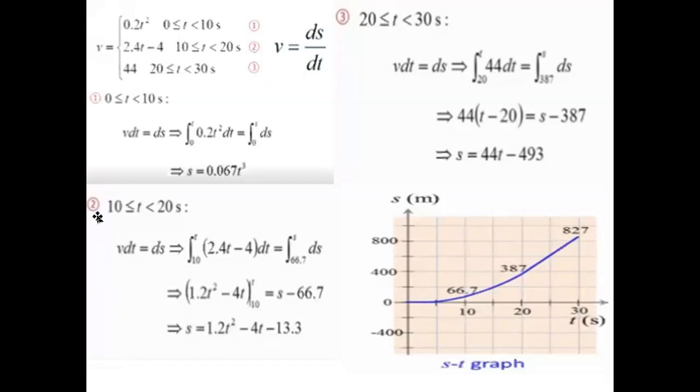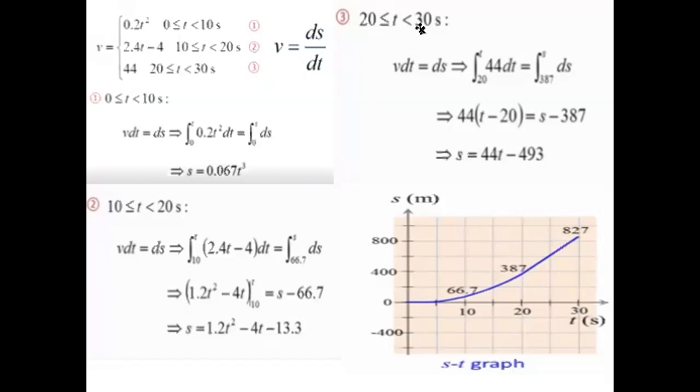Continue for the second period. Watch out for the correct integration limits and sketch the function in our graph and find the position at the end of the second period of time, meaning the 20 seconds. At 20 seconds, the position increased to 387. And lastly, for the third period, same integration.